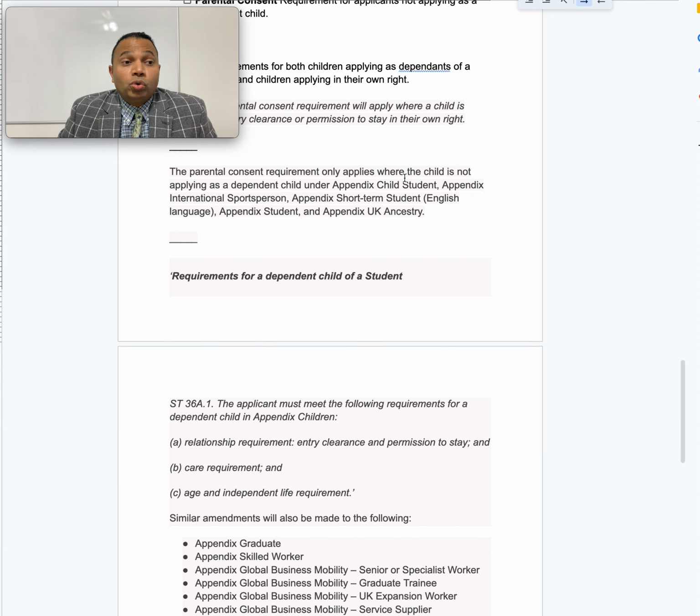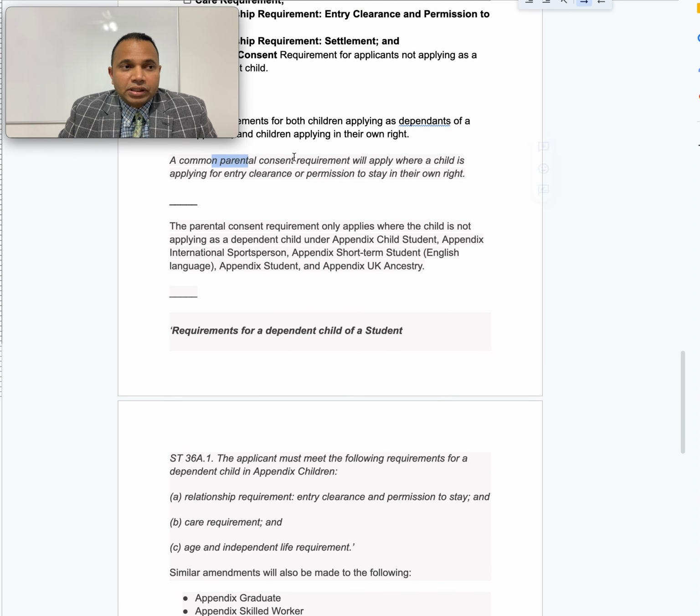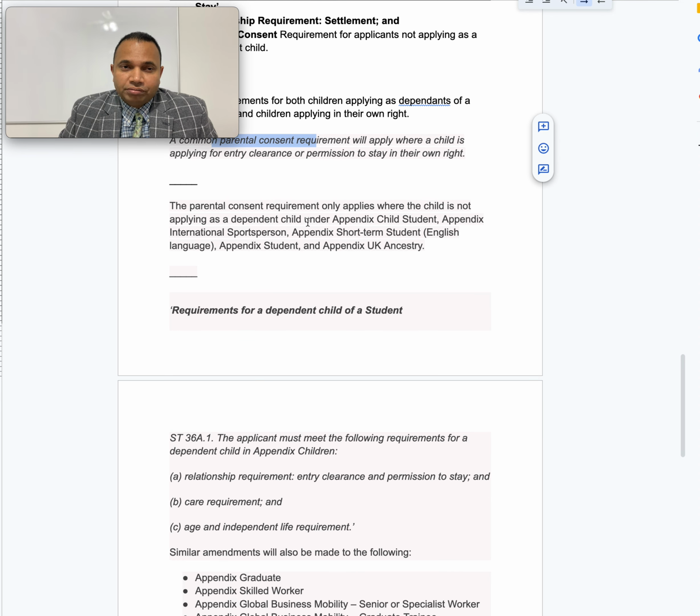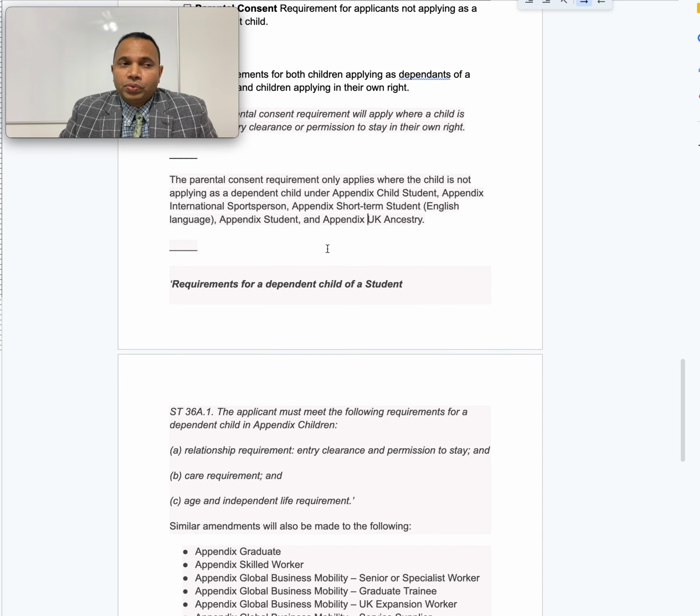The parental consent requirement only applies where the child is not applying as a dependent. So this consent is required when the child is applying on their own, say a child student visa, for example. But if they are already applying as a dependent of someone under the appendix Child Student, appendix International Sportsperson, Short-term Student, or appendix Student and UK Ancestry, then they are not required to provide that consent.